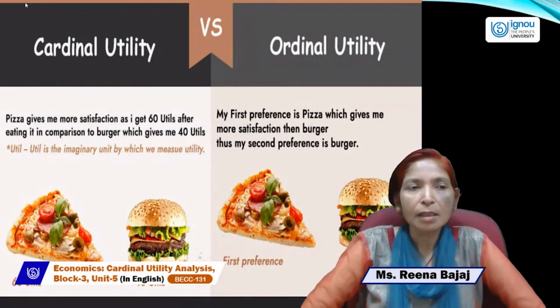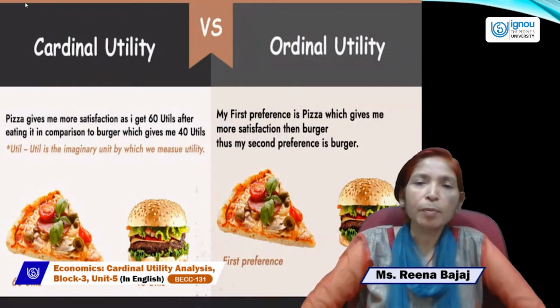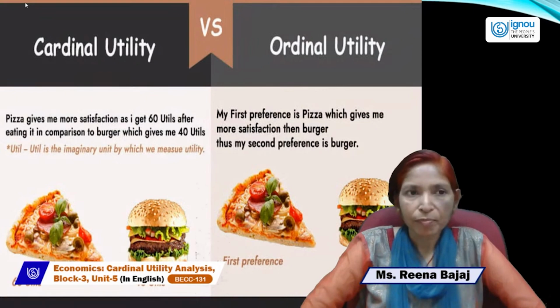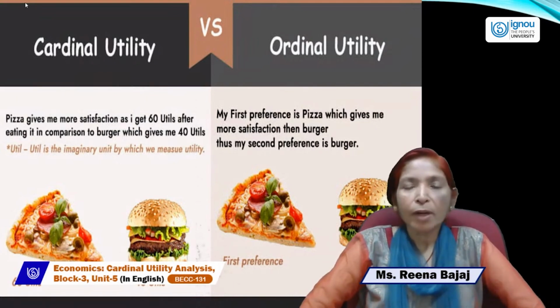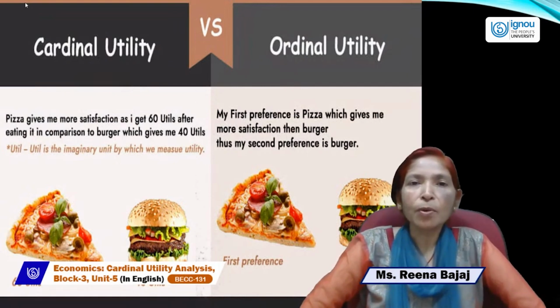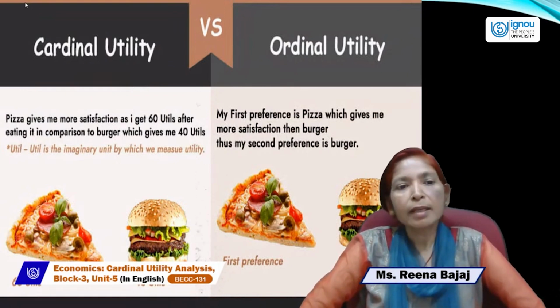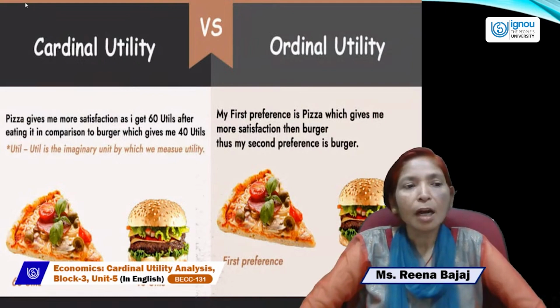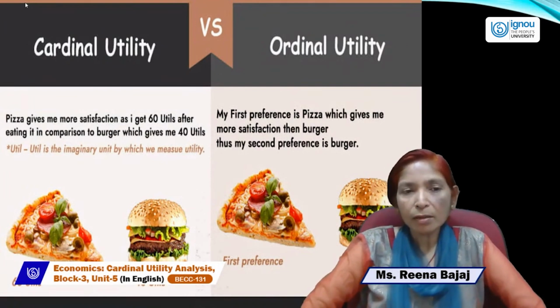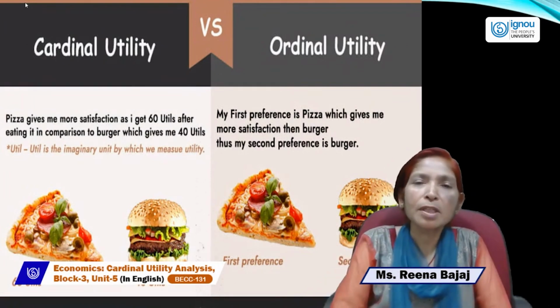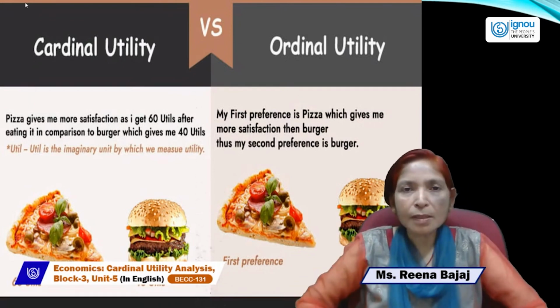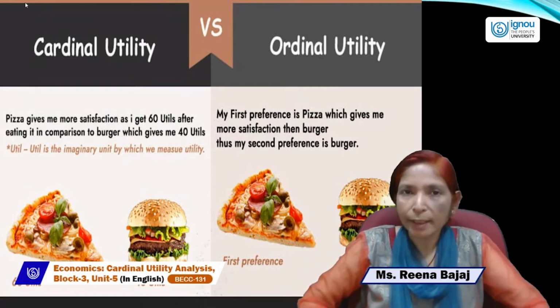Cardinal means utility can be measured in terms of money. This concept is given by Dr. Marshall. For example, pizza gives me more satisfaction as I get 60 utils after eating it in comparison to burger, which gives me 40 utils. Here we are using this word utils. What is the meaning of utils? Utils is the measuring unit of utility.